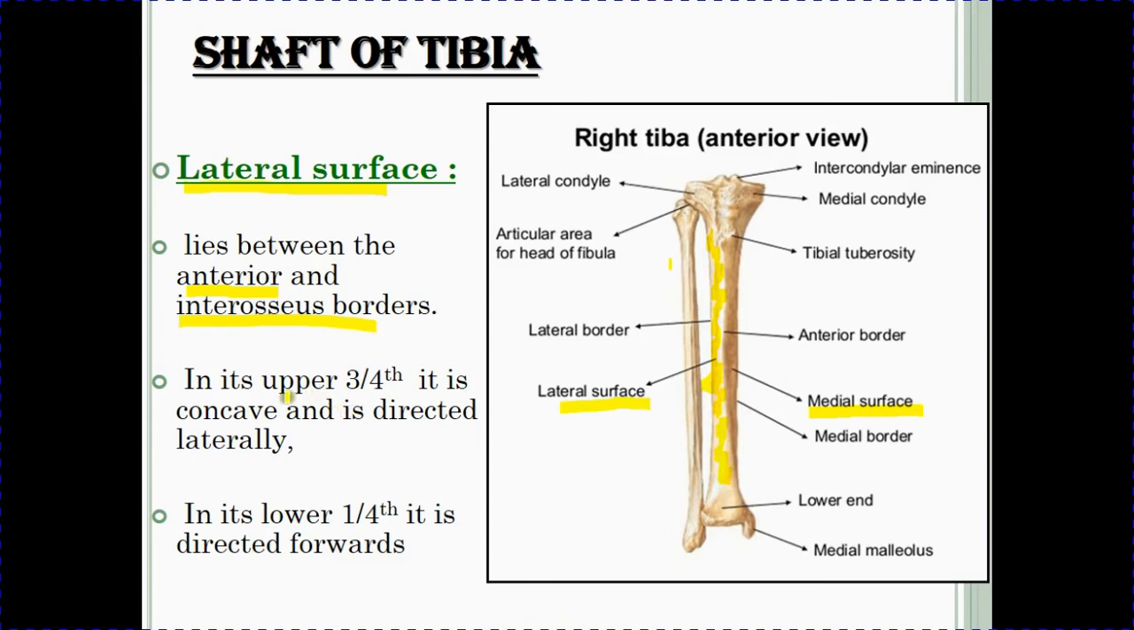This is all the lateral surface of the tibia. Now it says that in its upper 3/4 it is concave and is directed laterally, while in its lower 1/4 it is directed forward. Very true, because the anterior border is oblique, hence the lateral surface in its lower 1/4 is facing forward. This is all the lateral surface which is highlighted by the yellow highlighter.